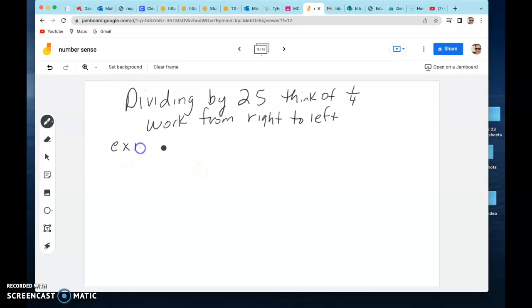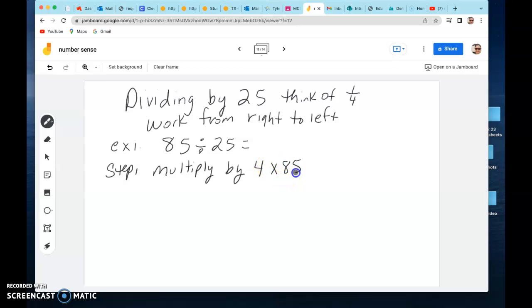Example 1. 85 divided by 25. Step 1. Multiply by 4. 4 times 85 should give you 340. Step 2. Divide.